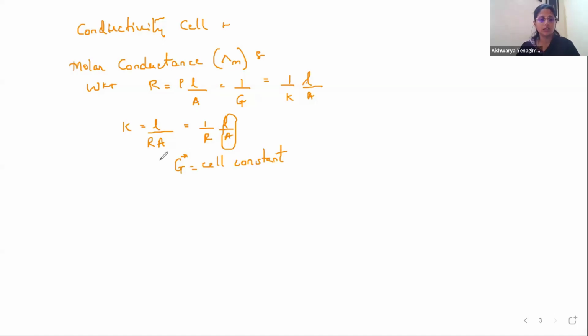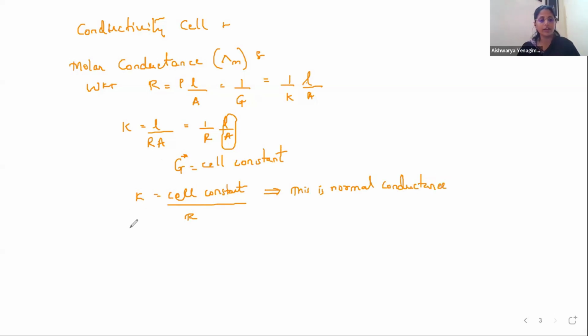G star, cell constant. Okay, so I can write kappa is equal to cell constant by R. So this is what? This is my normal conductance.